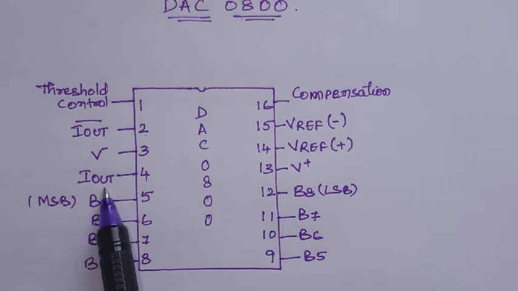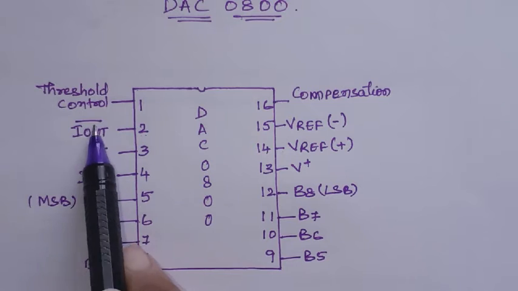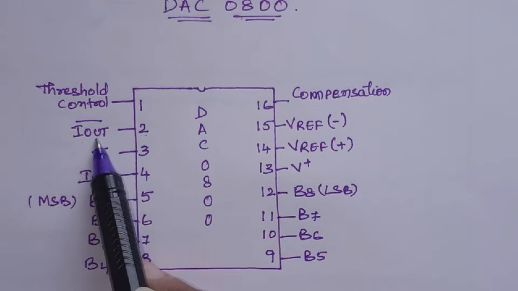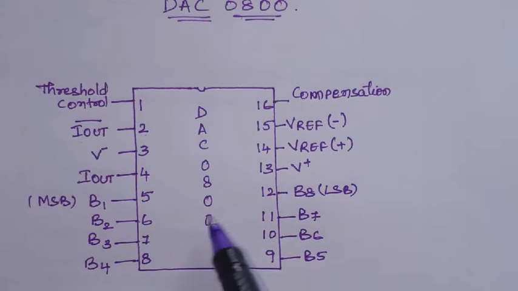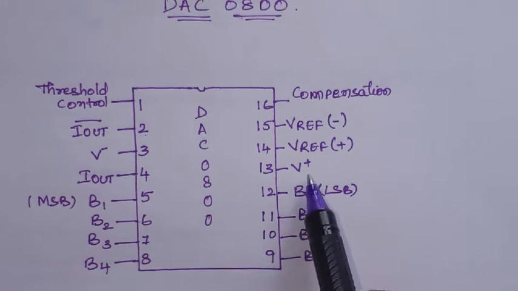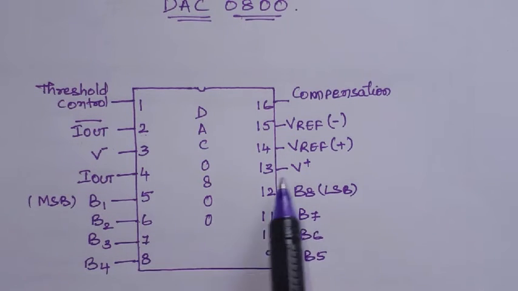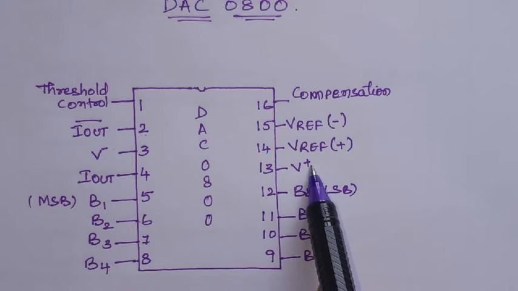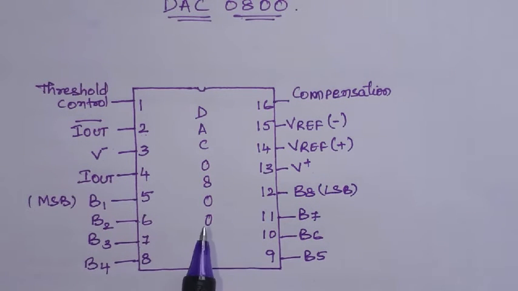Okay, and I out is where we get the output current, analog current, and then I out bar is another output, which is a complement of this. The supply required is given at V plus and V minus. Generally plus 5 volts or plus 12 volts is given here, and minus 12 volts is given here. Then this DAC requires a reference voltage.